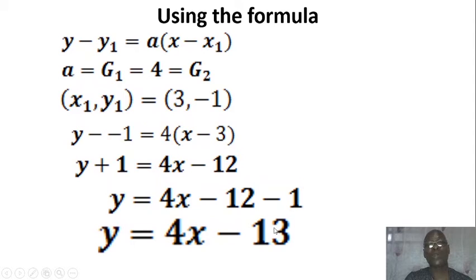The original equation read y is equal to 4x minus 9, but this one is reading y is equal to 4x minus 13, showing they have the same gradient, but they don't have the same vertical intercept. So each of them crosses the y-axis at different points.